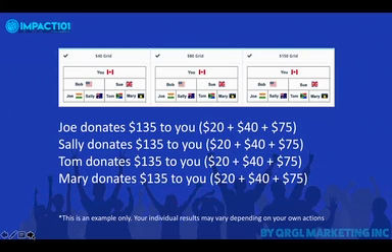Now, Joe and Sally both make a $135 donation to Bob, who's their inviter, and they also make a $135 donation to you because they fell into your grid. Sue finds Tom and Mary, who each make a $135 donation to Sue, who's their inviter, and they also make a $135 donation to you because, again, they fell into your grid.